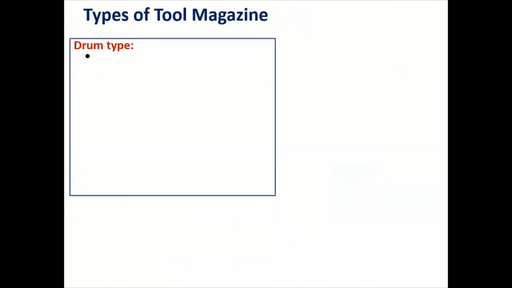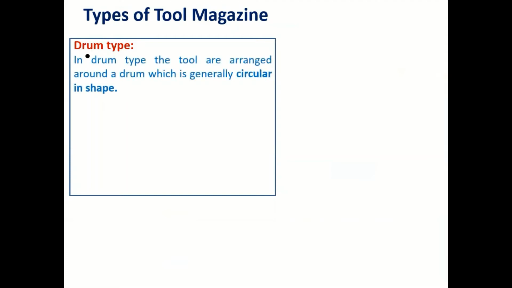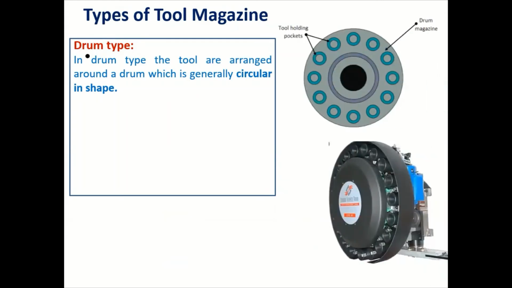Then there are two types of magazine. In the previous slide you have seen that. The first is the drum type. In the drum type, the tools are arranged around the drum, which is generally circular in shape. I will show you another sketch also.